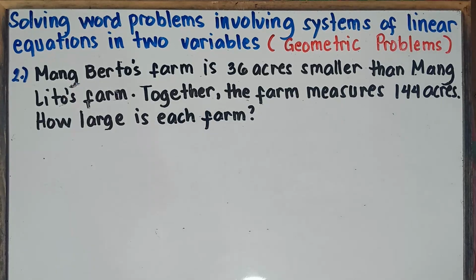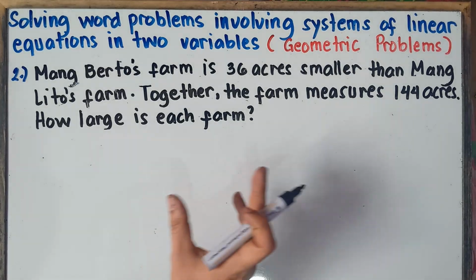Alright, so let's proceed now to example number 2. Mang Berto's farm is 36 acres smaller than Mang Lito's farm. Together, the farm measures 144 acres. How large is each farm? So we have two given farms: Mang Lito's farm and Mang Berto's farm.